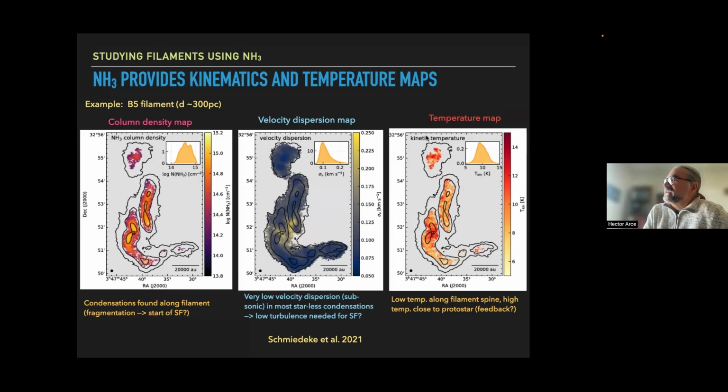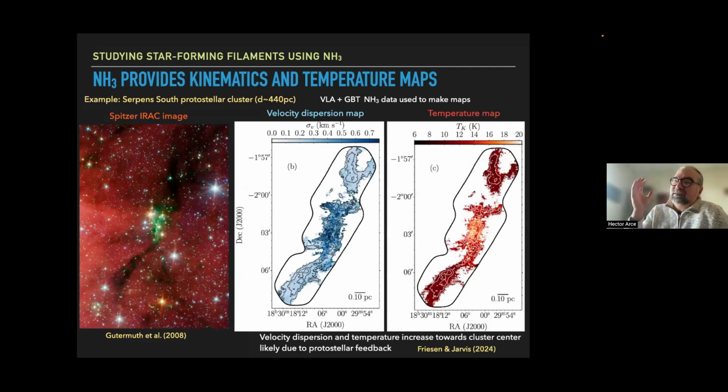And also we can study the temperature when using more than one transition of the ammonia. And here's a temperature map, and you can see that it's colder in these condensations, and it's warmer here close to the protostar, the only protostar in this region. Could it be because of feedback from outflows? Most likely it is. Certainly that's what has been seen in this other region.